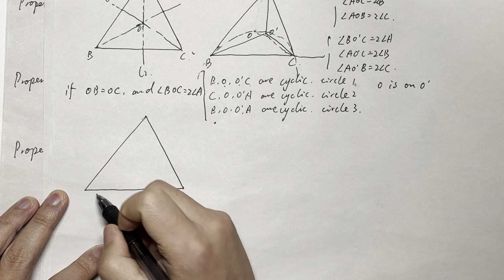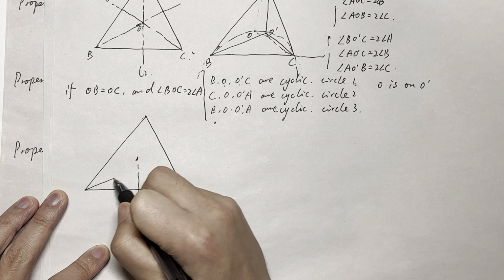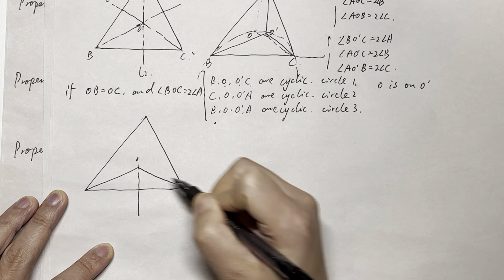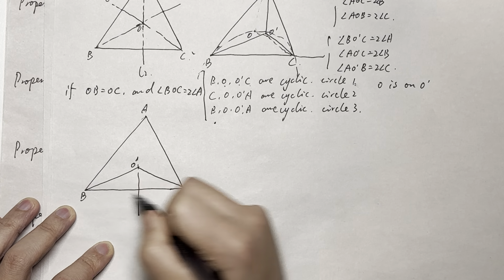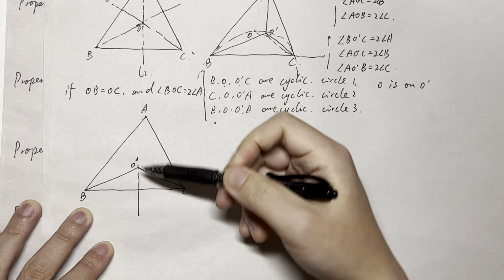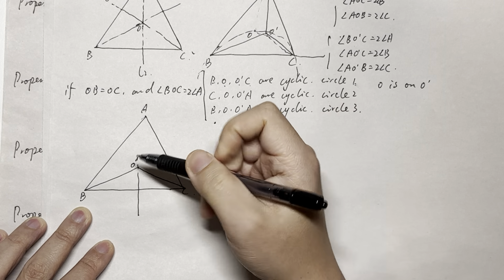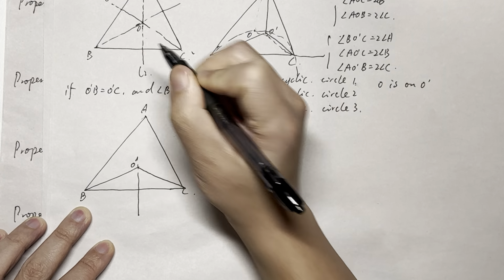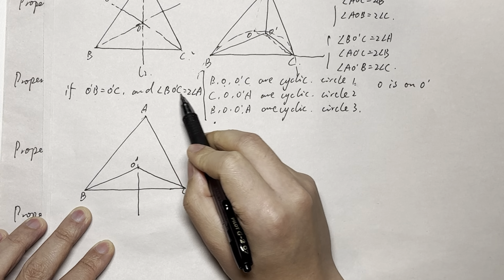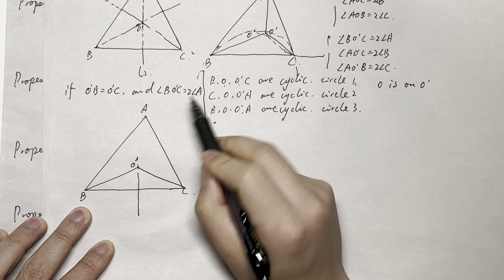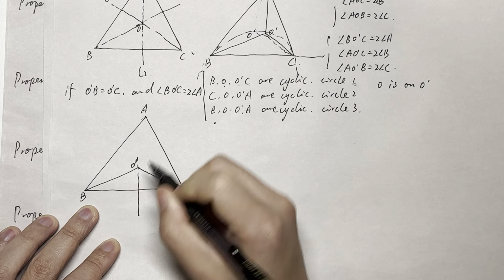Let's think about that. We find a point such that OB equals OC, which means this O is on the perpendicular bisector of BC, right? Let's call it O prime. So if O prime B equals O prime C, and angle BO'C equals twice angle A, we just want to prove that O prime is the same point as O, right? And we find the O prime here.